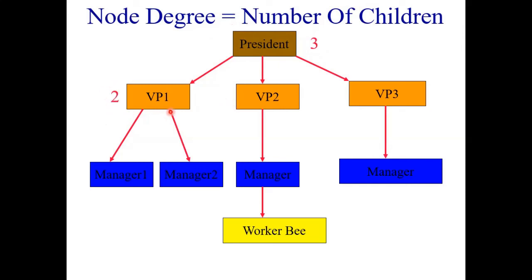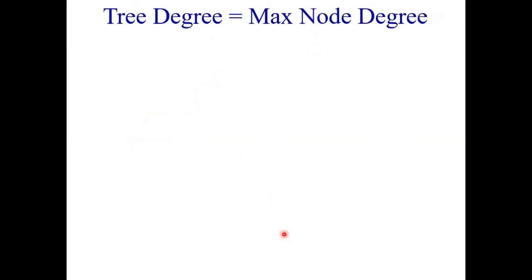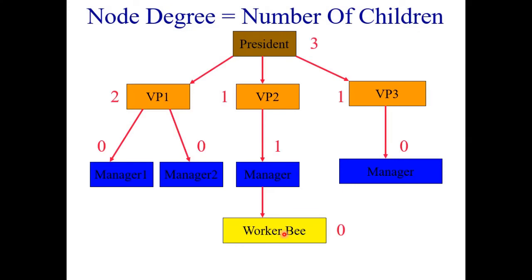What is the degree of VP1? 2. Degree of VP2 is 1 because it has 1 child. Degree of VP3, it has 1 child. Then degree of a manager is what? Manager 1, 0. Manager 2, 0. Manager under VP2 is 1 because it has 1 worker B. Again, manager under VP3 is 0. So worker B is what? 0. So this is how we can represent node degree.